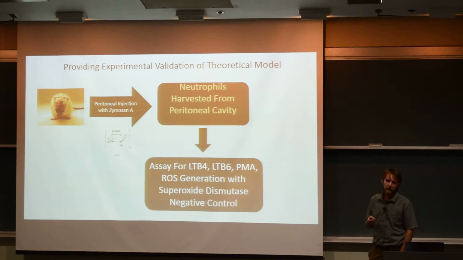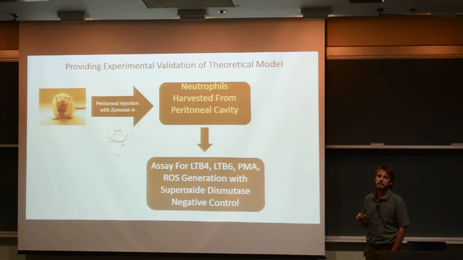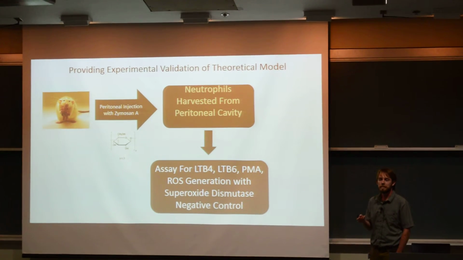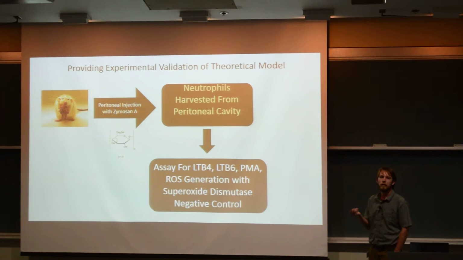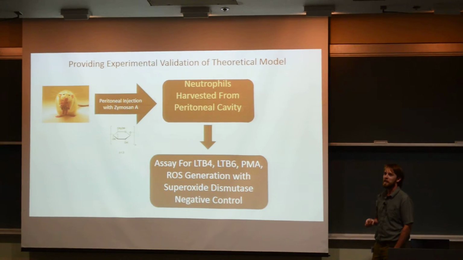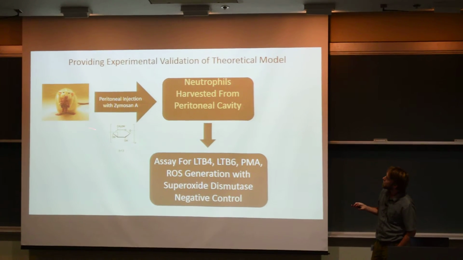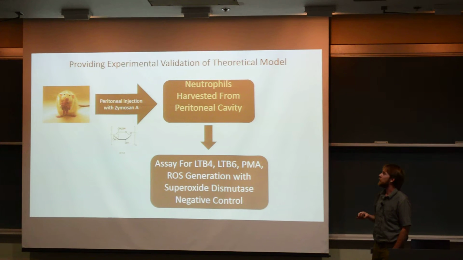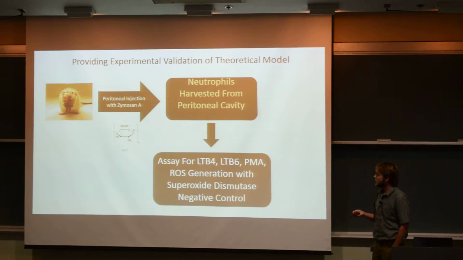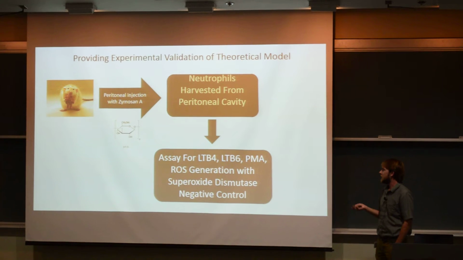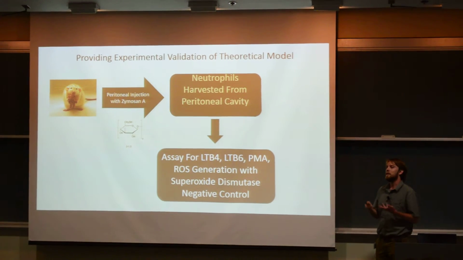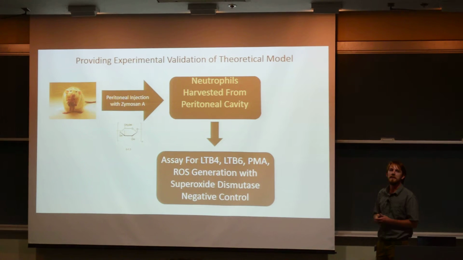So in order to validate my theoretical model, I created a series of experiments to study how neutrophils in vitro would react to being treated with LTB4, LTB6, and a positive control, phorbol myristate acetate. What this consisted of is my colleagues in the biology wing of our lab treating the mice that we have with a polyglycan called zymosan A. This causes a severe infection of the peritoneal cavity of the mouse. After that, we would harvest the neutrophils, and I would assay them for LTB4, LTB6, and PMA reactive oxygen species generation. So I'm looking for the chemical weapons, essentially, with superoxide dismutase as a negative control.